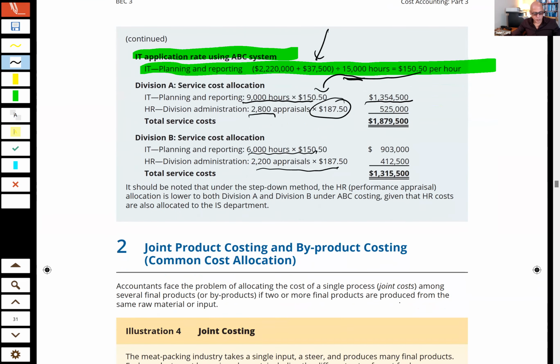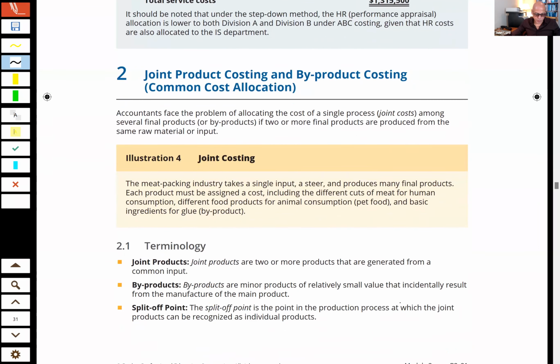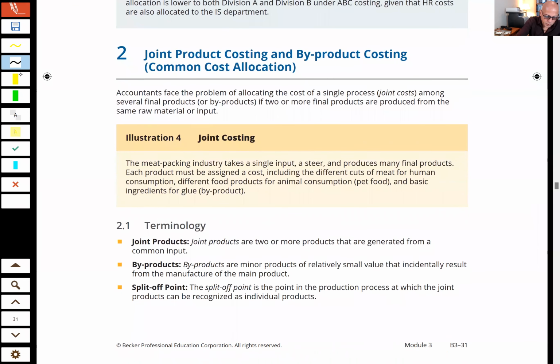Okay, good. Let's talk about joint product costing. Now what happens? In byproduct, but we're really focusing on joint products here. Joint products are two or more products that are generated from a common input. So let's just use a silly example. Let's say we're talking about Nike, and Nike has running shoes and they have basketball shoes.